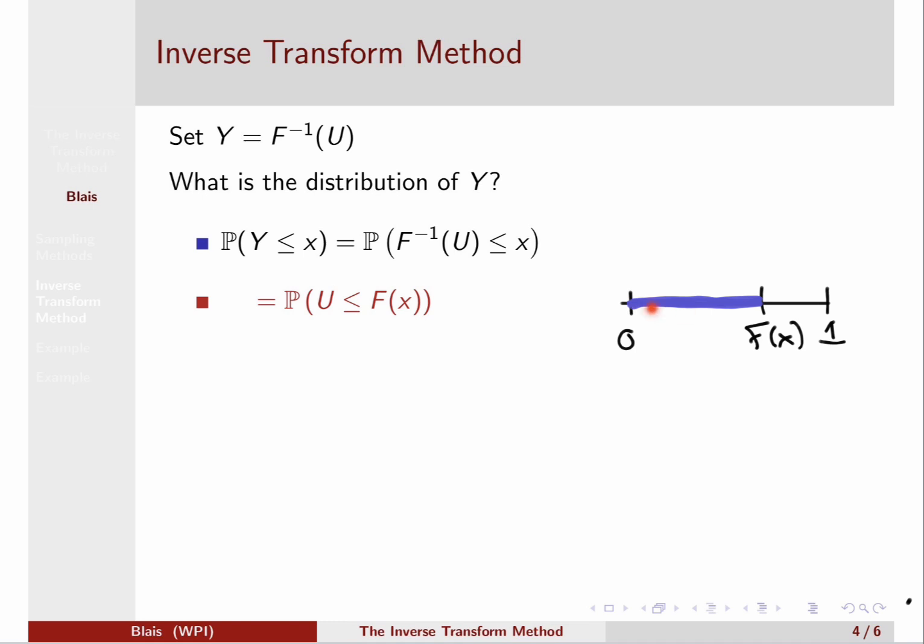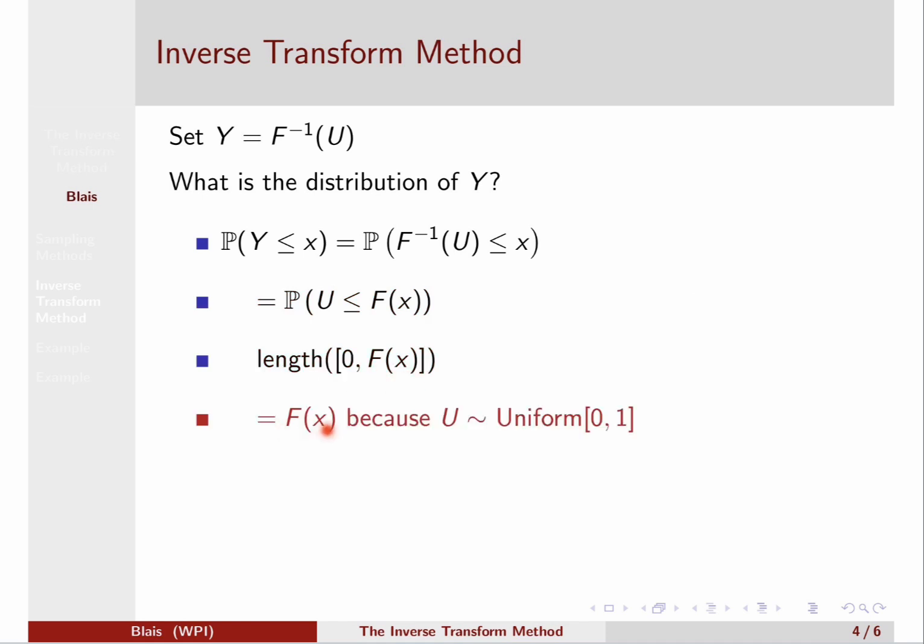So the length of this interval is the probability that that uniform lands in this interval. So the length of 0 to F of X. Well, what was the length of this? Do your right endpoint minus your left endpoint. F of X minus 0. It's F of X. So the length of that interval is just F of X itself.